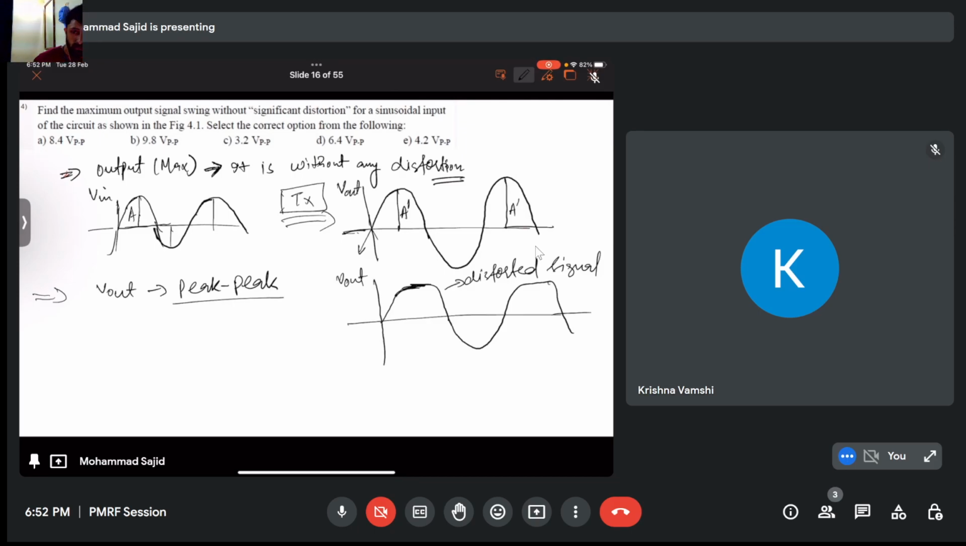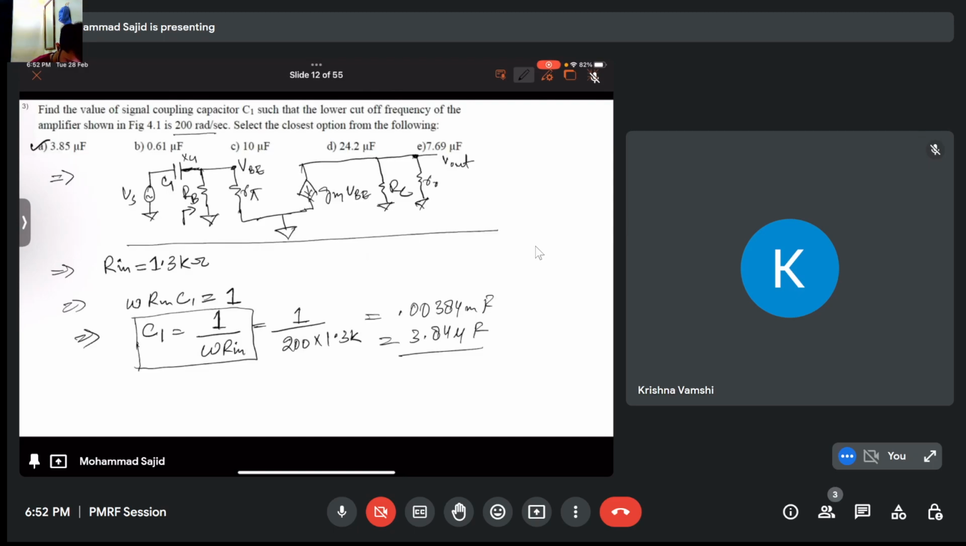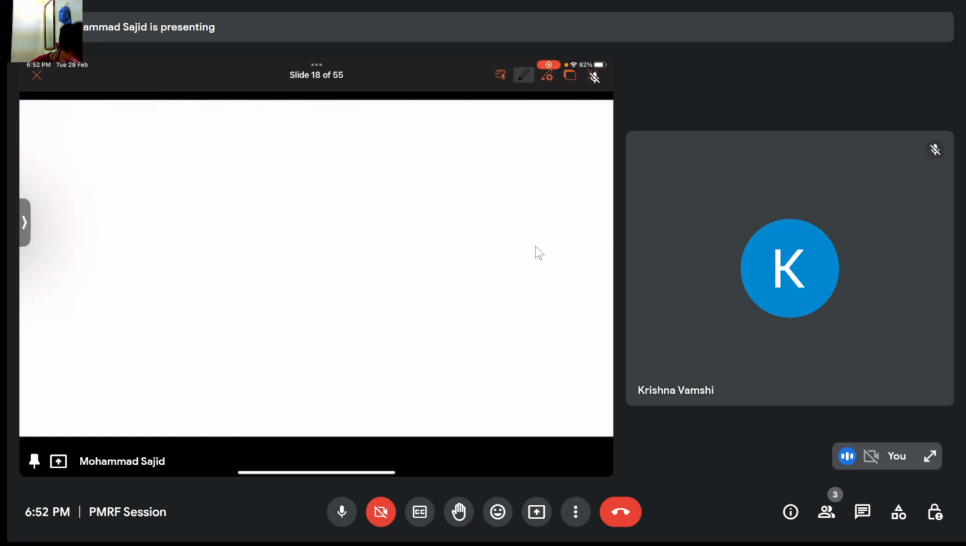So what we will do is first we have to find the biasing condition of the transistor, right? Because the biasing condition is the DC condition over which we apply our input signal, right? Let's just find first V output. Let me just draw the circuit here.